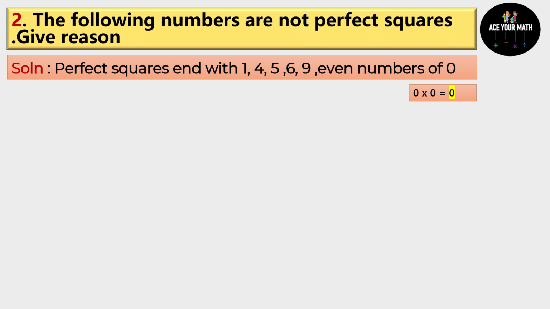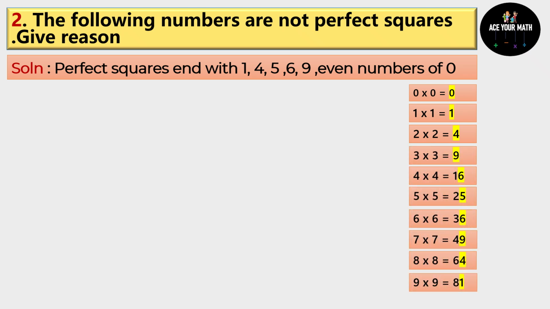So that number also ends with 0 only. And if a number is ending with 1, you will always get 1 at the unit digit. And likewise, if your number is ending with 2, and if you take the square of that number, you will always get 4 at the end.